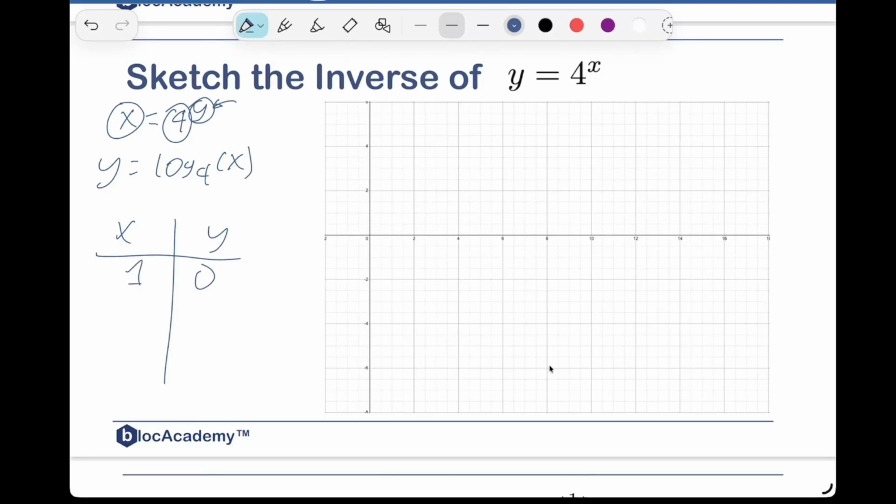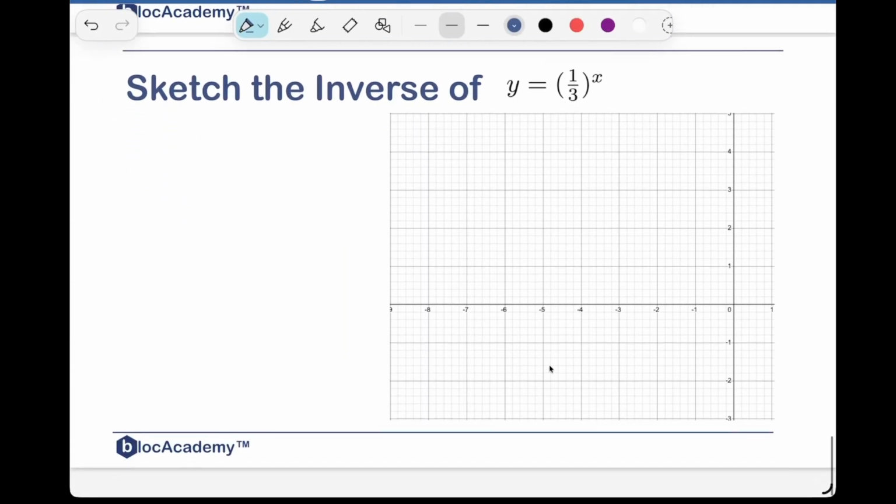We can also find other critical points that we believe are useful. For example, if y is 1, we know x is 4. And we know if y is 2, x is going to be 16. So now we have a few points that we can just plot, and we can make our logarithmic function based on it.